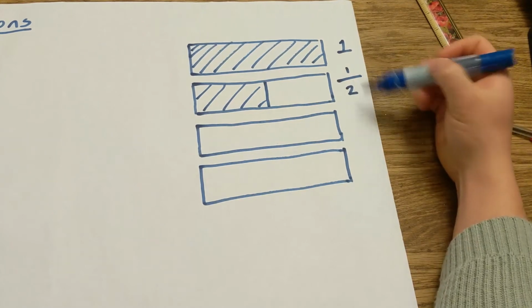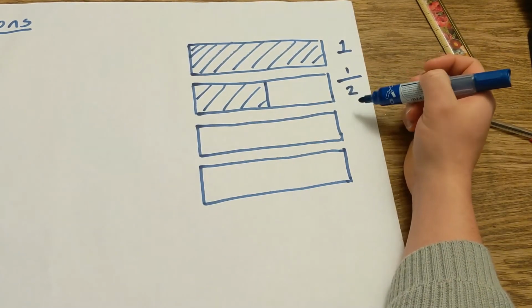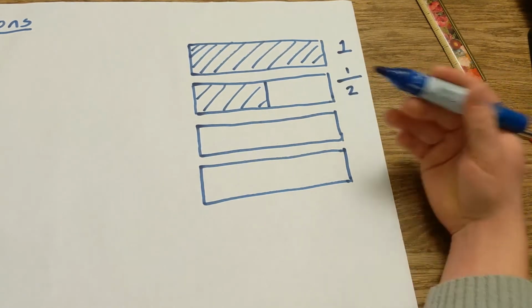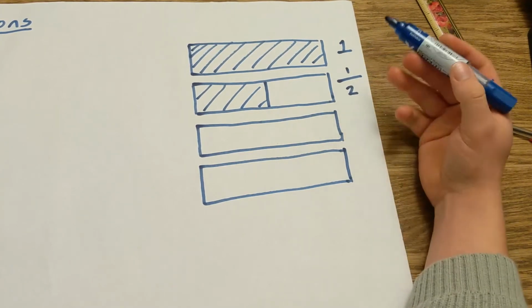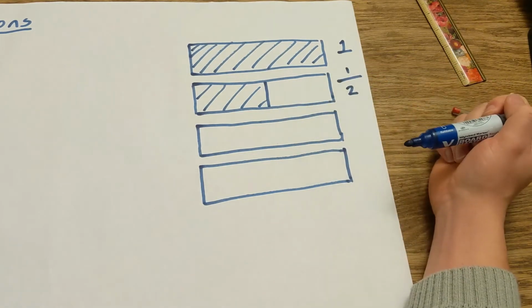When we have it written like this, the number on the bottom is how many pieces our whole has been split up into, and the number on the top is how many of those pieces we have. So 1/2, or a half, means I've got one of two equal pieces.